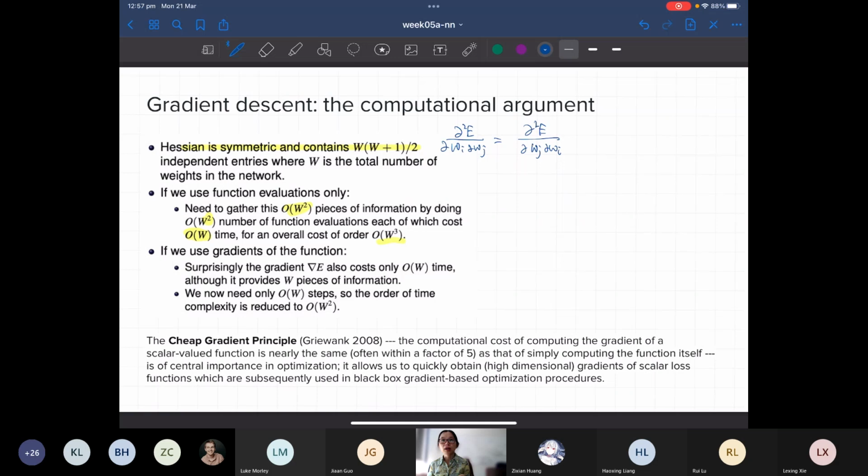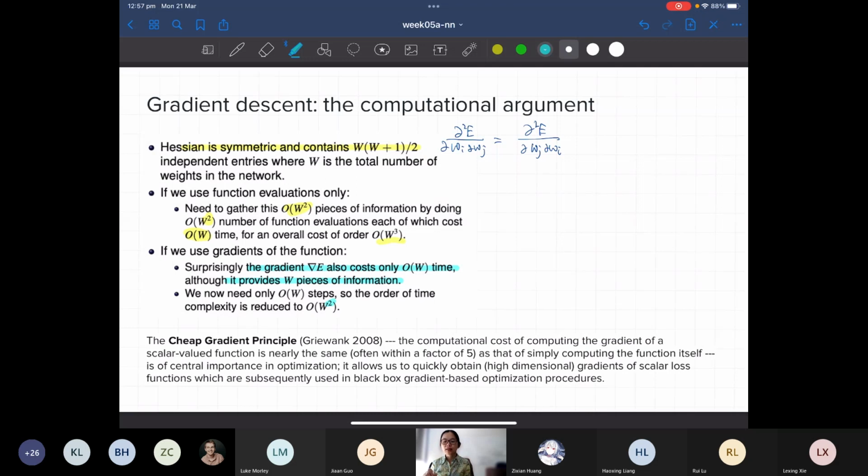If we use gradients of the function, then one surprising observation is that evaluating a gradient also only costs on the order of W time, and it also provides us with W pieces of information. So if we want to evaluate the Hessian with the information of the gradient, the complexity is reduced, but it's still kind of bad.